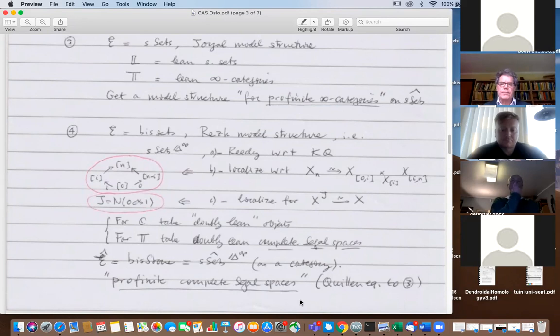That's just the name, and you can prove more or less analogously to the more classical equivalence between quasi-categories and complete Segal spaces that this model category is Quillen equivalent to this one here. So profinite infinity categories and profinite complete Segal spaces are Quillen equivalent.